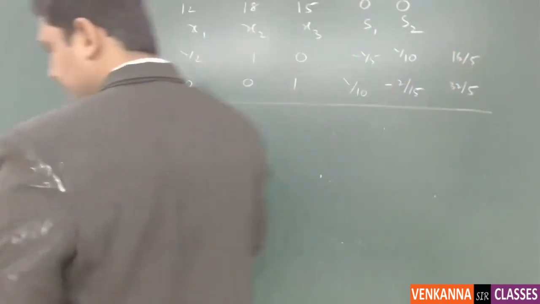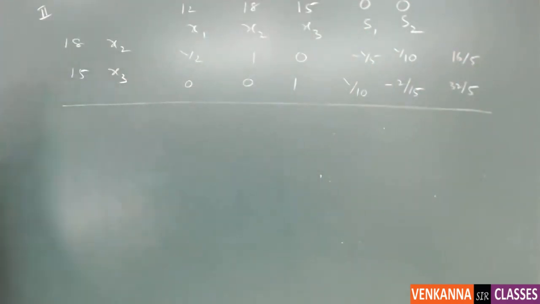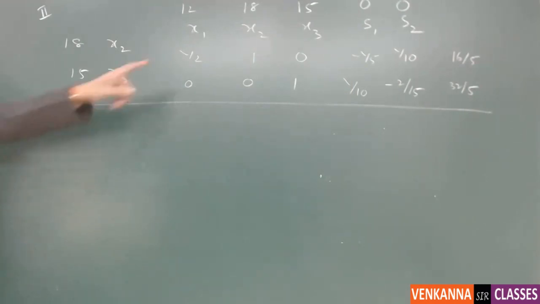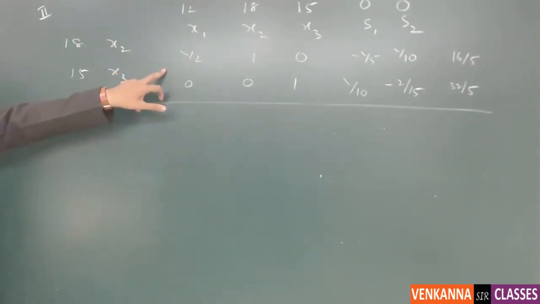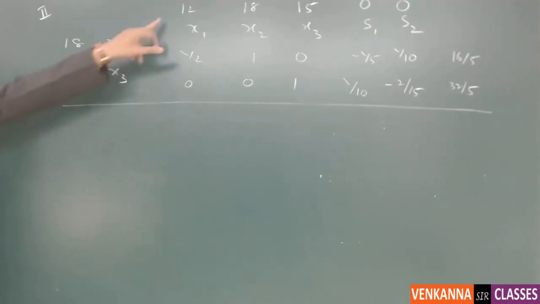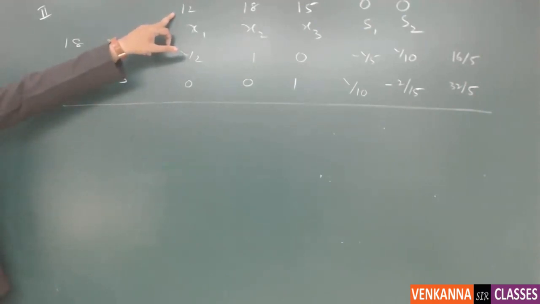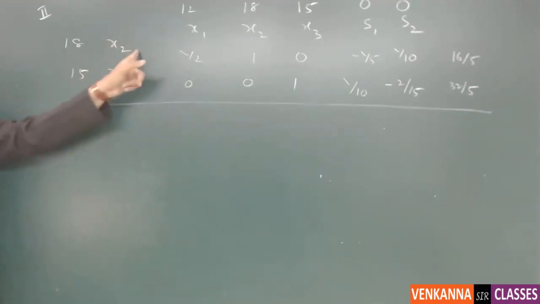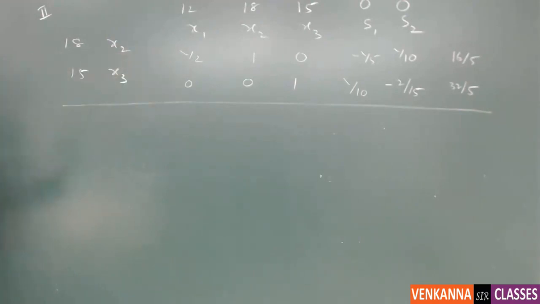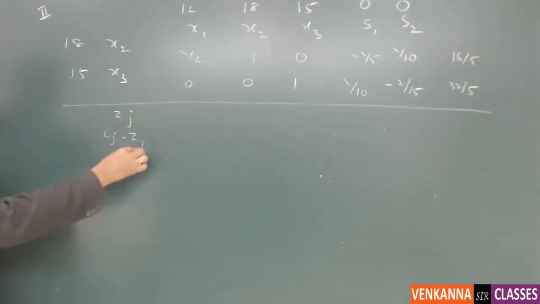Now you can check that the same optimal table is considered here without any disturbance. Only the top objective coefficients are taken from the function, and the corresponding coefficients and the solution. That's all. Now you can check for Zj as well as Cj minus Zj and check for the optimality. Fine.